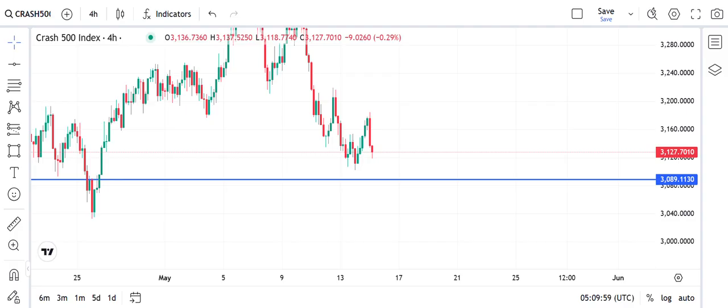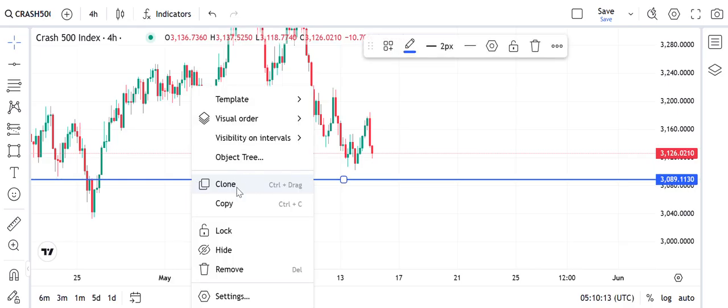So this is the Crash 500 index on Deriv. What I'm going to do is show you the analysis we did for this signal, and then show you the take profits and how we got the entries.